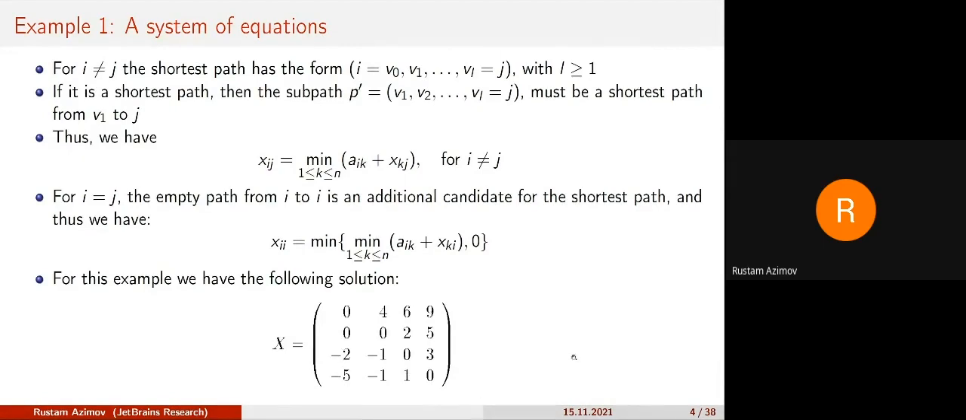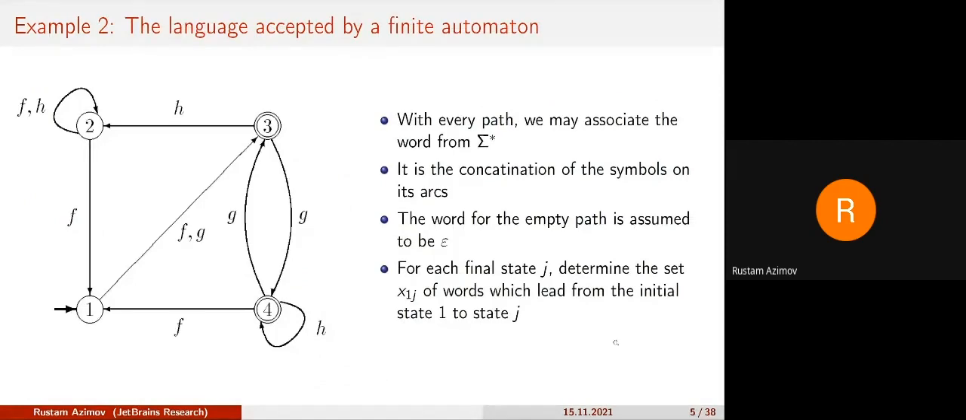with all the weights of shortest paths. And another example is computing the language accepted by a given finite state automaton. Here we have some source vertex, and some vertices are chosen to be destination vertices. And on the edges we have sets of symbols from some finite alphabet sigma.